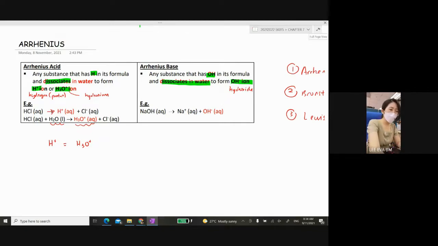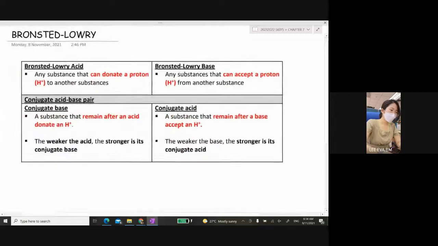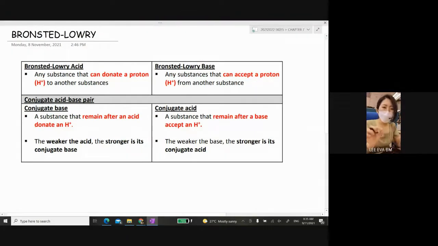So next definition, acid base according to Bronsted-Lowry. The definition is kind of similar, yeah? Bronsted-Lowry acid refers to any substance that can donate a proton. Okay, you have to look at the keywords, donate a proton. So again, proton refers to the hydrogen ion H plus. Whereas your Bronsted-Lowry base is the substance that can accept a proton. So base akan accept H plus, acid akan donate H plus. Dia punya definition sudah tak sama dengan Arrhenius kan? So you need to refer to this one as well.